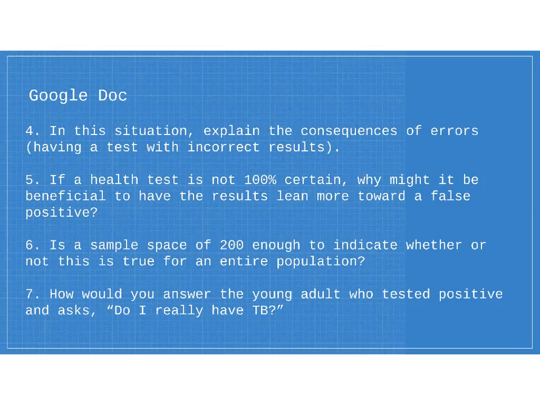Let's talk through some of this situation. So in this situation with TB, explain the consequences of errors. Those are the false positives and false negatives that we talked about yesterday. So let's talk about a false positive. And someone remind me, what's a false positive?